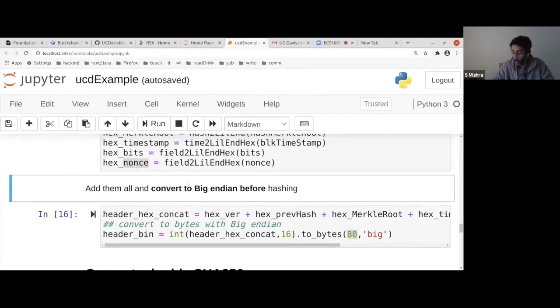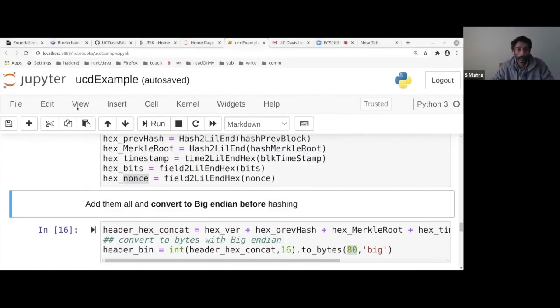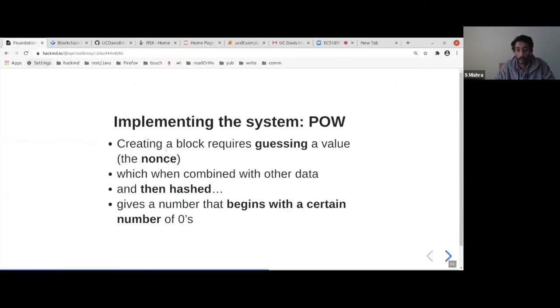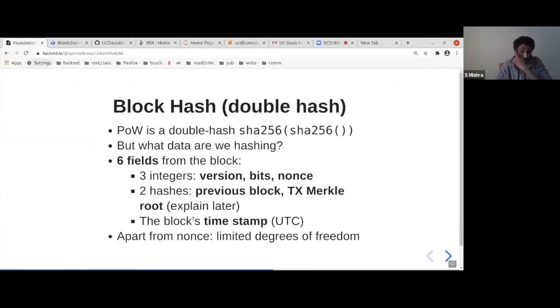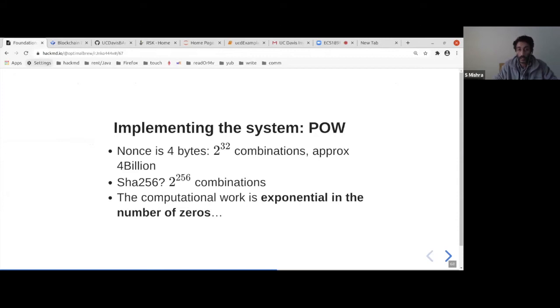But this illustrates how the lottery of creating a block works. You do a double hash of those 6 fields in a specific way. There's lots of combinations, as you can see, SHA-256. And so the work needed in terms of computation depends on the number of zeros you want out front. So the more zeros we pack out front, the less likely we are to find a block.